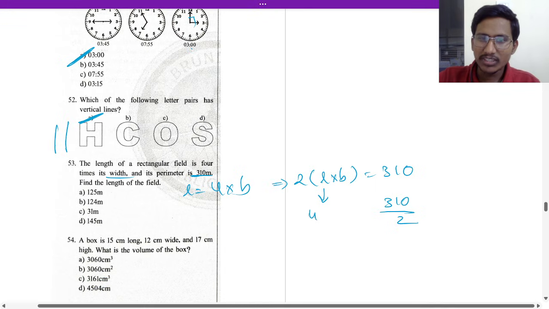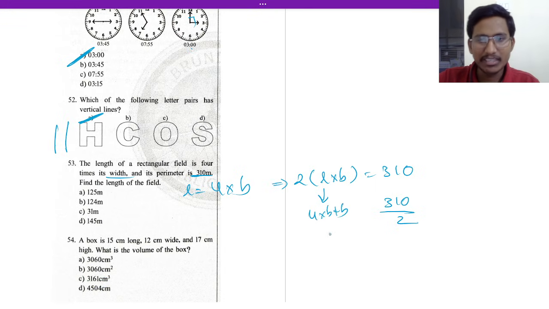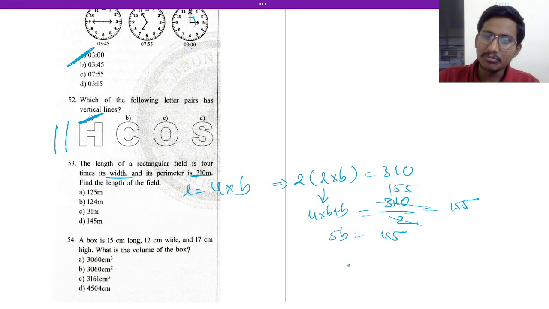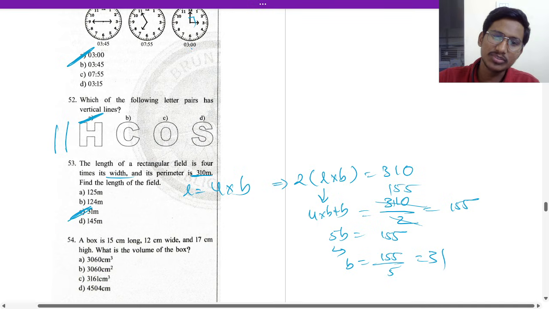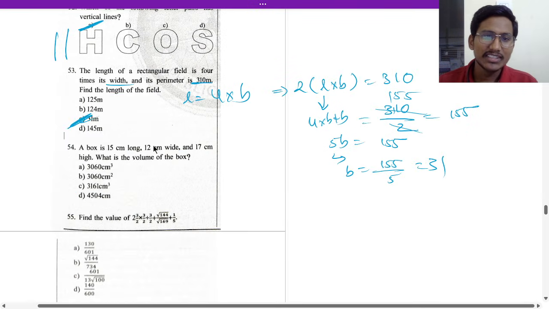So length is 4 times breadth plus breadth, so it will be 5 times breadth. So divide it, you will get the answer. 2 ones are, and then 2 5s are 10, 155. 155 will come here, and again we have to divide by 5. So 155 by 5. 5 3s are 15, 5 1s are 5. So 31 is the answer, option C.